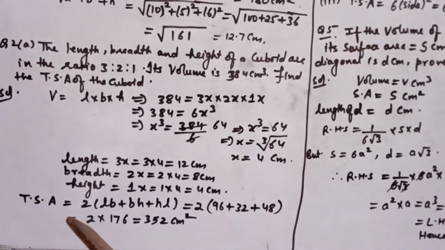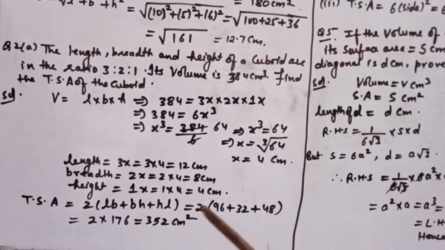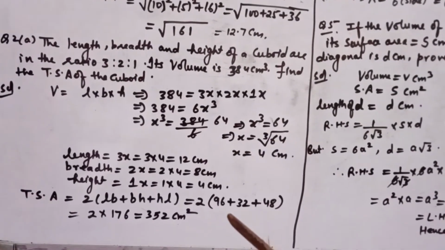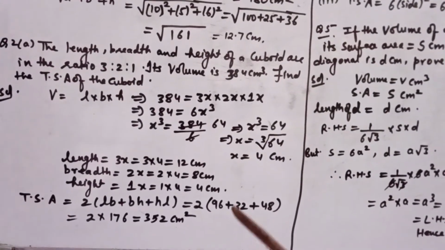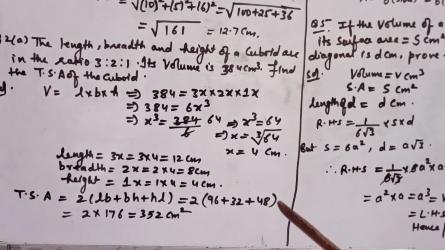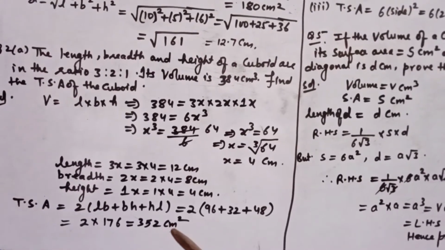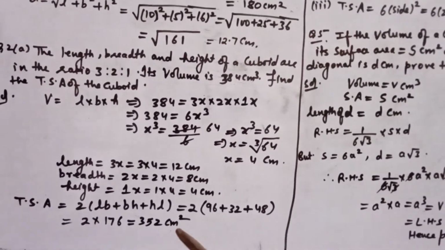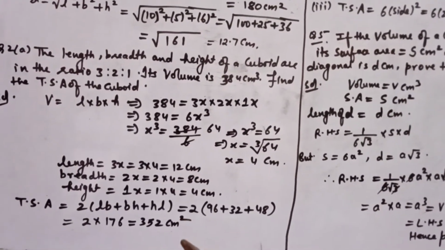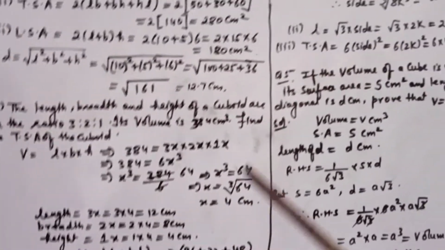Next we have to find total surface area, which is 2 bracket length into breadth plus breadth into height plus height into length is equal to 2 length into breadth, 12 8s are 96, then breadth into height, 8 4s are 32, then height into length is 4 into 12 is 48. So 2 into 176, which is 352 centimeters square. Clear? I hope you understood. Substitute the values in the formula properly, then you will get the correct answer.